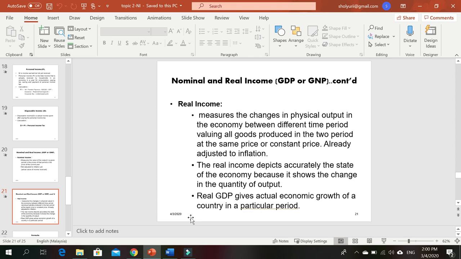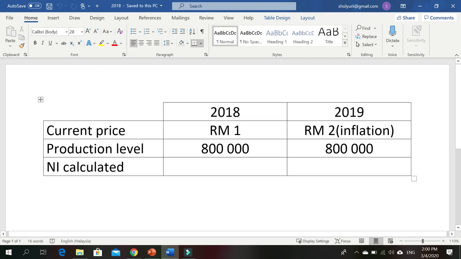So nak bagi awak lagi senang faham lah, saya buat example macam ni. For example kita ada 2 years here, 2018 dan 2019. So kita ambil current price. So untuk 2018, current price of the product is RM1. Okay, so kita take for example kita ambil satu produk sahaja. In the country there is only one product, and the price of the product is RM1 at the current time. Okay, in 2019 the price of the product yang sama jadi RM2. Why in 2019 jadi RM2? Sebab in 2019 dia ada inflation.